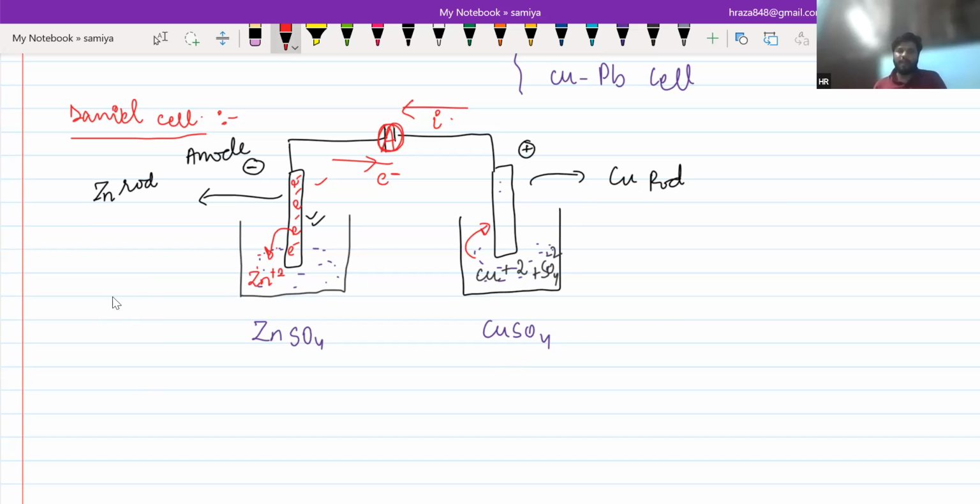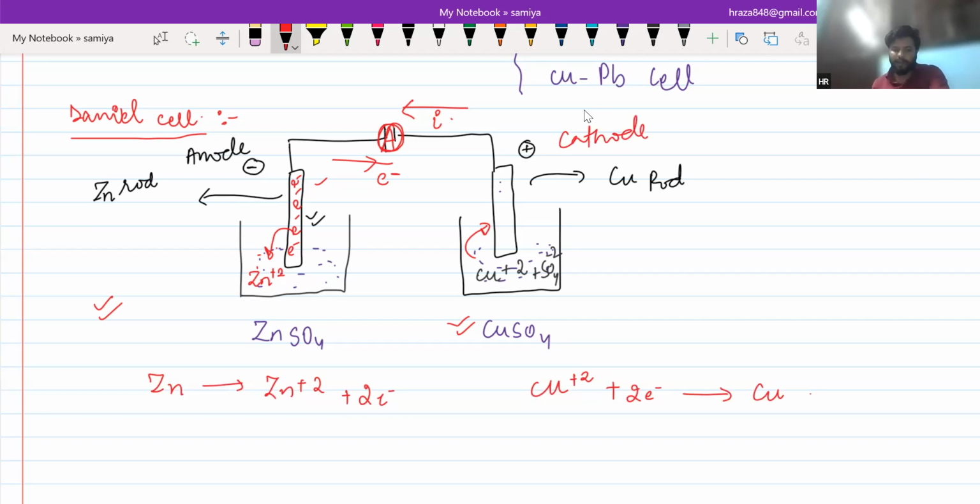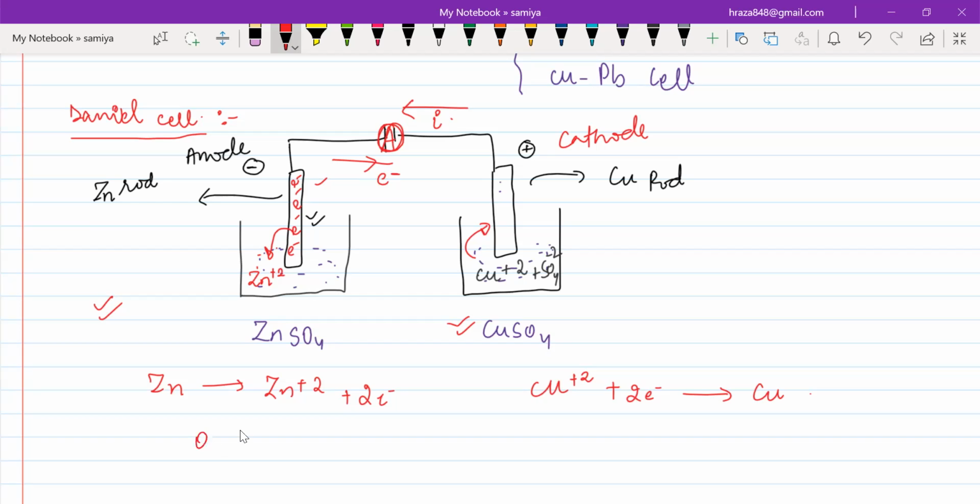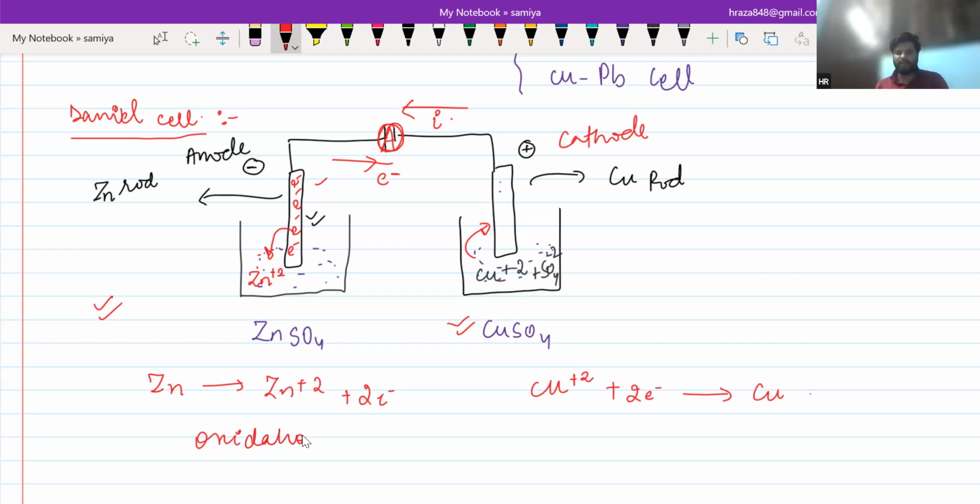So what happens on the left hand side? Zinc is converting into Zn plus 2 by losing 2 electrons. And here Cu plus 2 gains 2 electrons from the rod and converts into solid Cu. Is that clear? This is positively charged. This is the cathode. Are you getting my point? There will be oxidation on the left hand side in an electrochemical cell, and reduction on the right hand side.